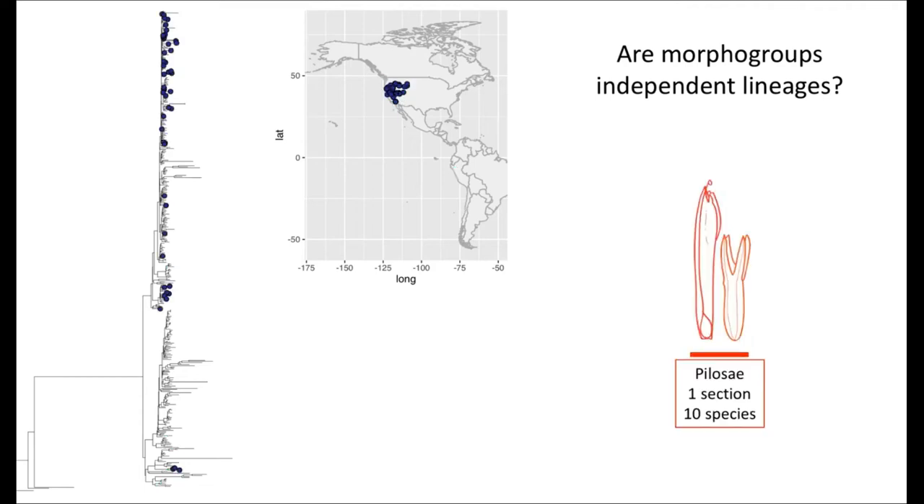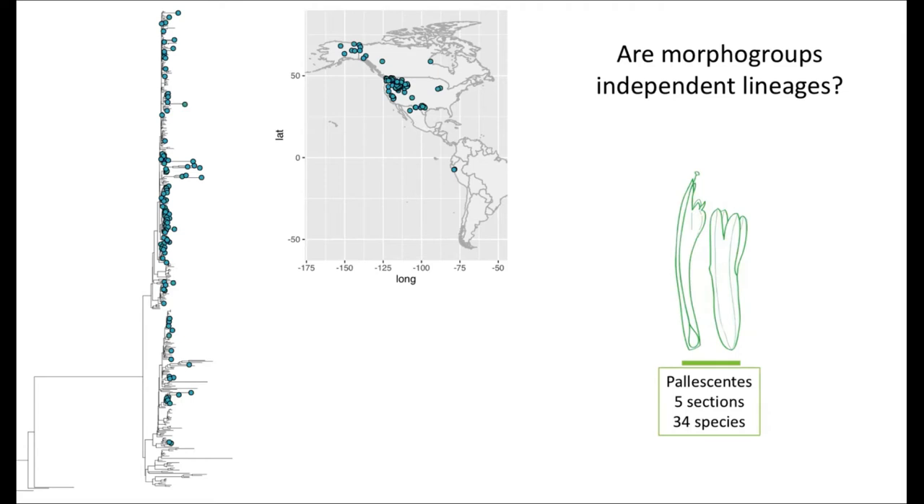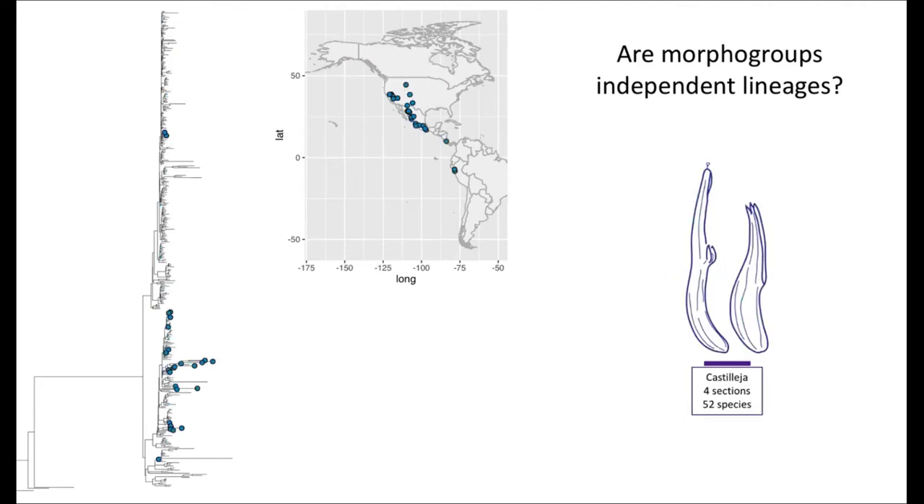Here's the Pilosaceae morphogroup. This is a group of perennial species that's found primarily in Western North America. They're widely distributed throughout that geographic clade that corresponds to the Pacific Northwest and the Rockies, but a few are found down here in Southern California. We see a similar pattern in the more speciose Palacentes morphogroup. And again, in the Castilleja morphogroup.